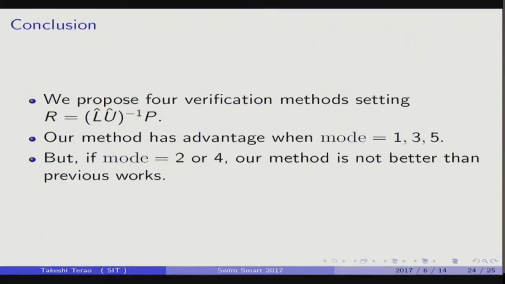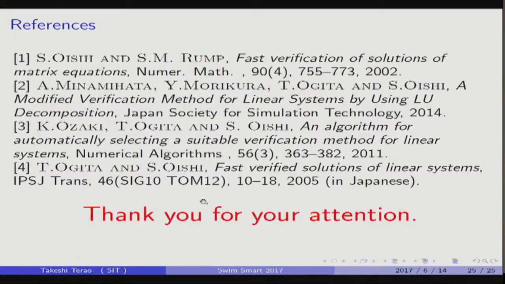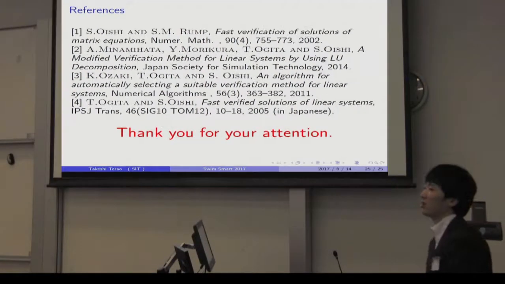So this is the conclusion. We propose four verification methods, setting R as this. Our method has an advantage when mode is 1, 3, or 5. But if mode is 2 or 4, our method is not better than previous works. These are the references in this talk. Thank you very much for your attention.